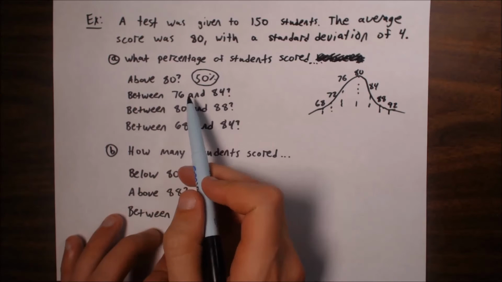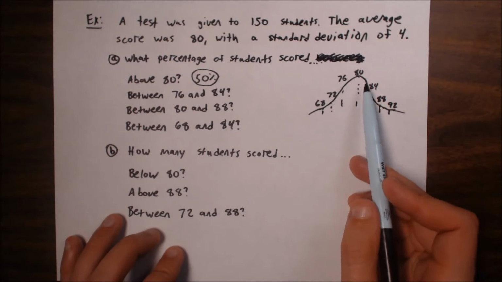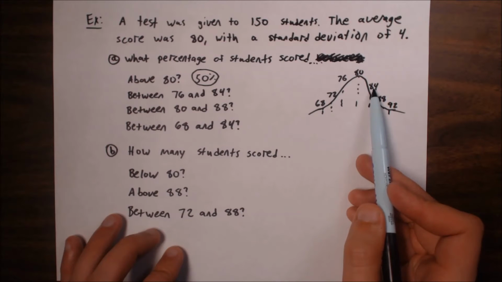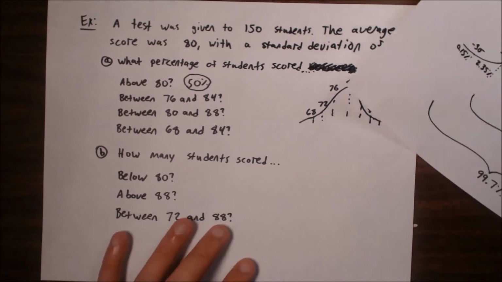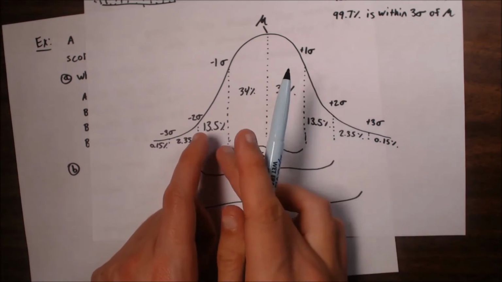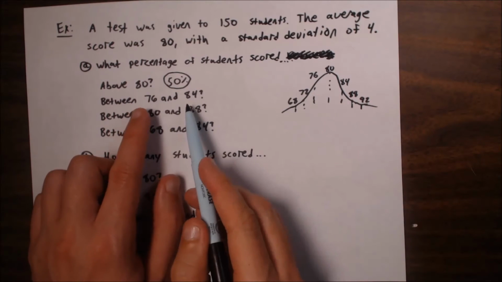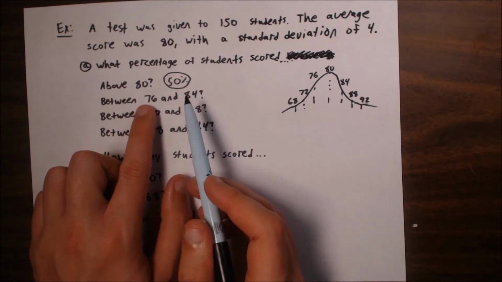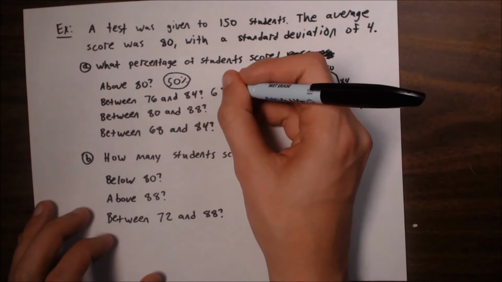What percentage are between 76 and 84? 76 is 1 standard deviation below the mean. 84 is 1 standard deviation above the mean. So that means we are within 1 standard deviation. Going back to our chart, we're between here. It's 34 plus 34, or it's just 68. Because these boundaries are exactly 1 standard deviation less and 1 standard deviation more than the mean. So that's the middle 68%.